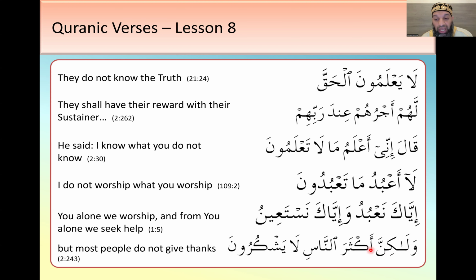So but akthar nasi. Akthar. Kathir means a lot and akthar means most. Like kabir means great, akbar means greater. So kathir means a lot, akthar means more, even more. So most. Akthar nasi, most people. So, but most people, la, not yashkuruna.